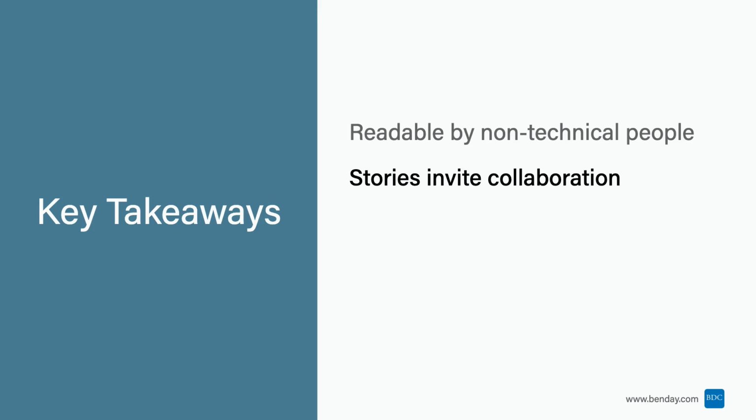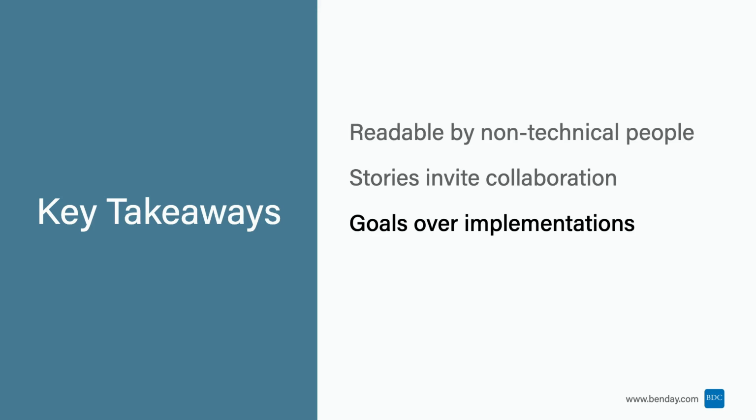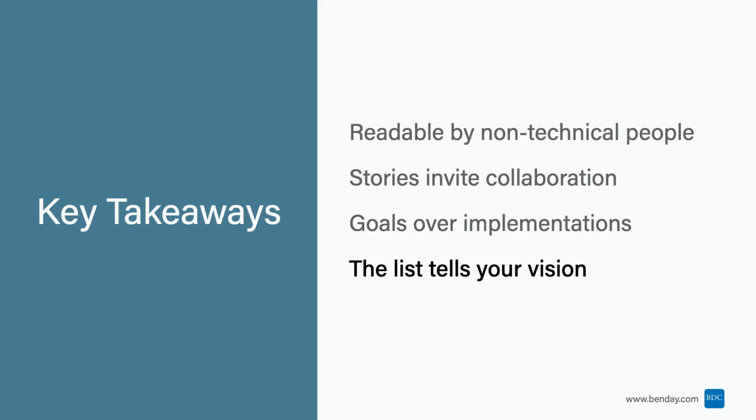All right, let's bring it home. Your requirements list should be readable by non-technical people. If it's not, you're missing out on validation and trust. Story-shaped requirements invite collaboration. Technical requirements shut people out. Write down goals, not implementations. The goal stays fixed, while the implementation can flex. Your requirements list, taken together, should tell the story of your vision. If stakeholders can't see that story, they can't trust it. In the next video, we'll look at specific before and after examples, how to transform technical gibberish into human readable requirements. See you there.